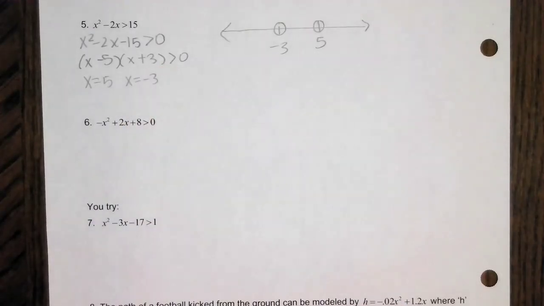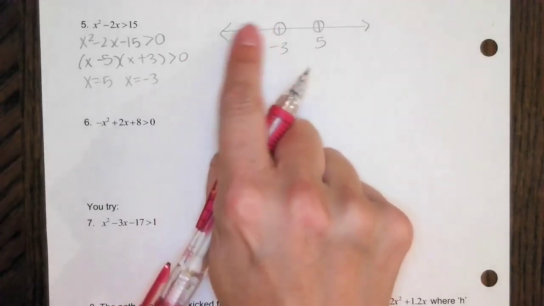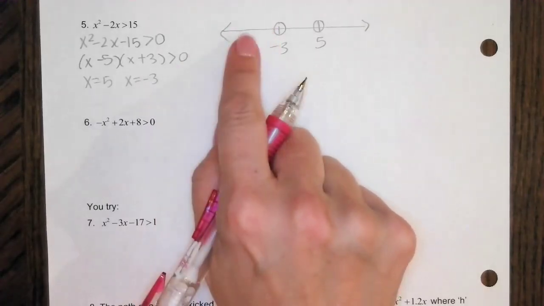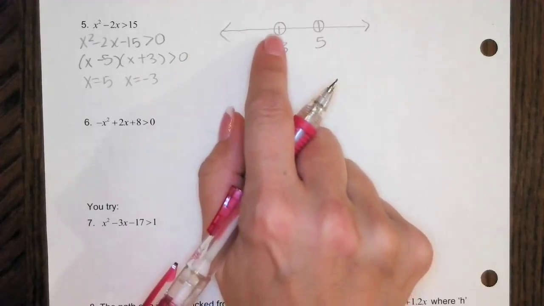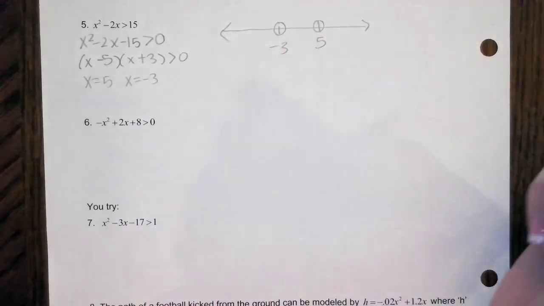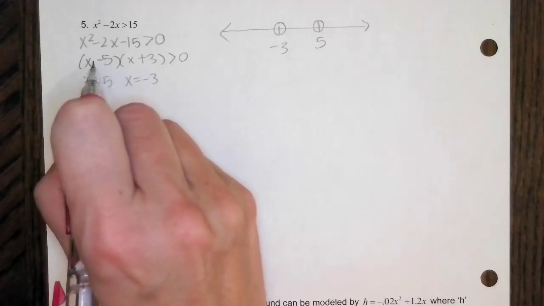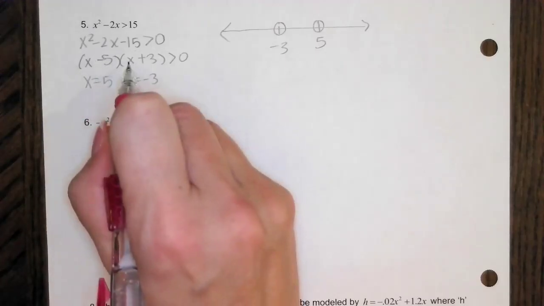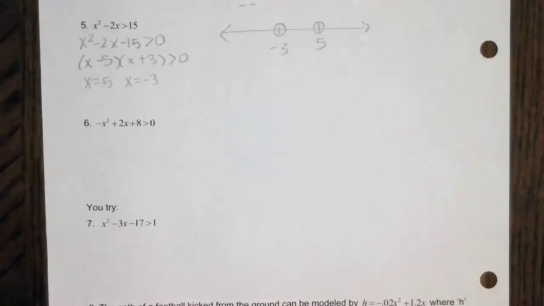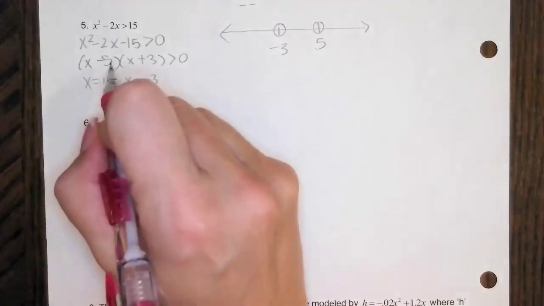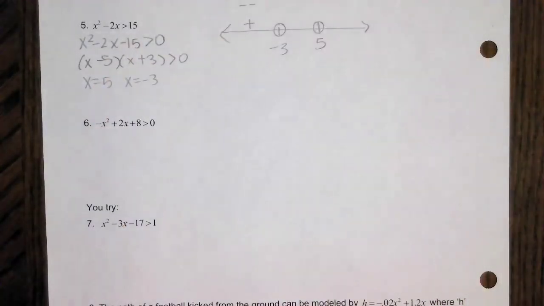Now, I want to know where it's greater than 0, and that's the positive numbers. So I don't really care what the number comes out to be. As long as I know if it's positive or negative, I know it's going to be a solution. So we think about a number to the left of negative 3, like negative 10. If I plugged in negative 10 into this first parentheses, it would be negative. And if I plugged in negative 10 to the second one, it would also be negative. So a negative times a negative, because these two are being multiplied together, gives me a positive.